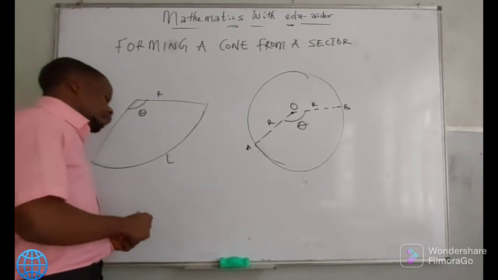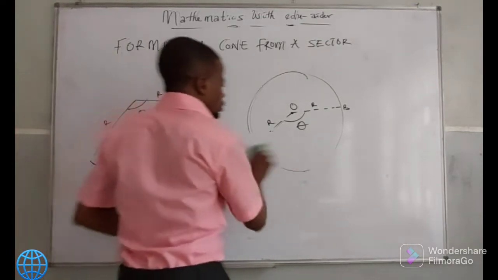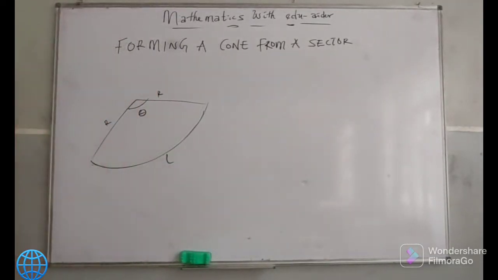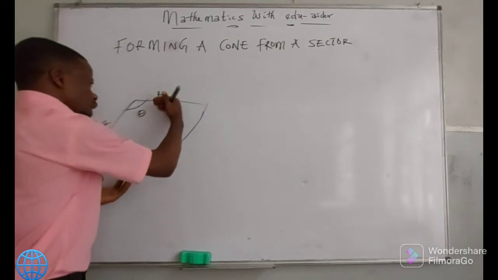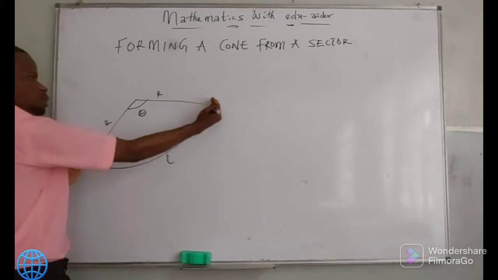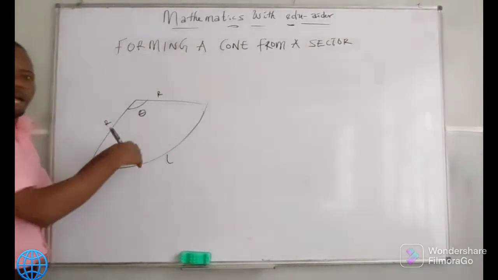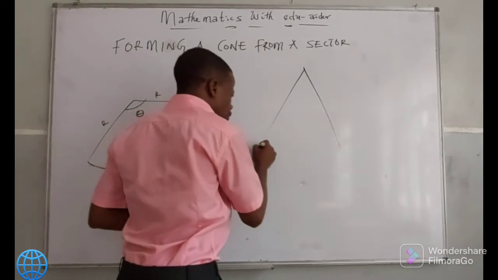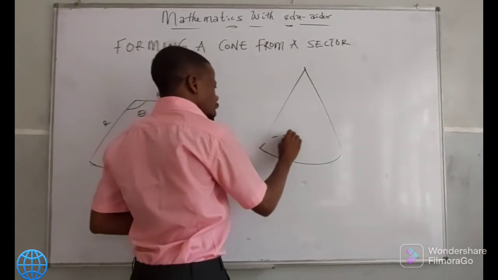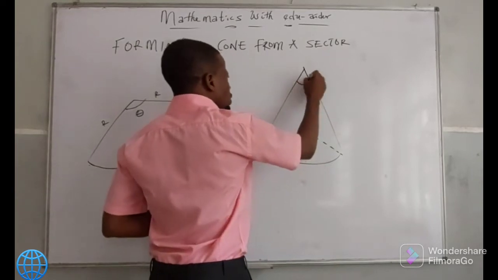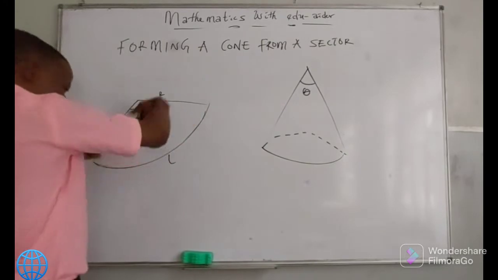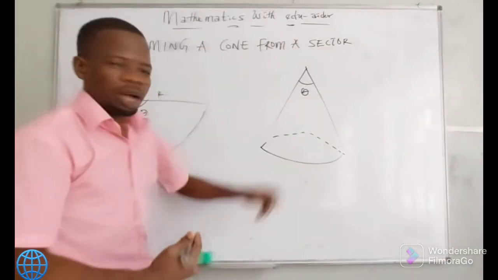Now, if we have a cone formed, the first question we will ask is: how can we form a cone from this? If I fold this along this side, I fold it into each other from this end, this is what we're going to be having. We're going to be having something like this, and this is theta over here. And what is this? This is a cone. If I fold this into each other, I'm going to be having a cone.